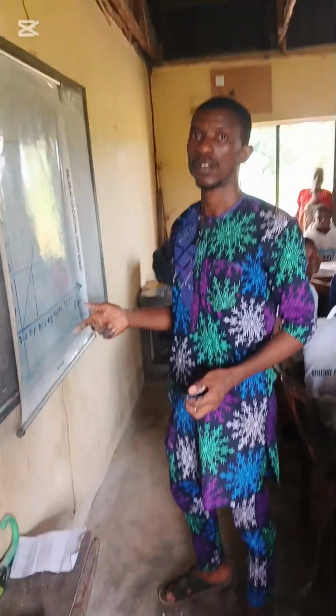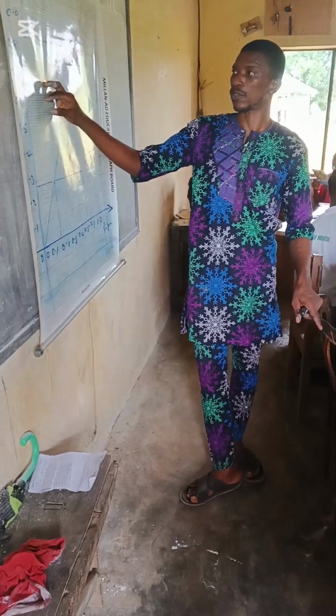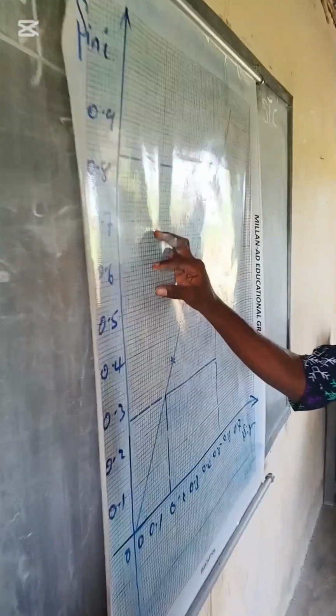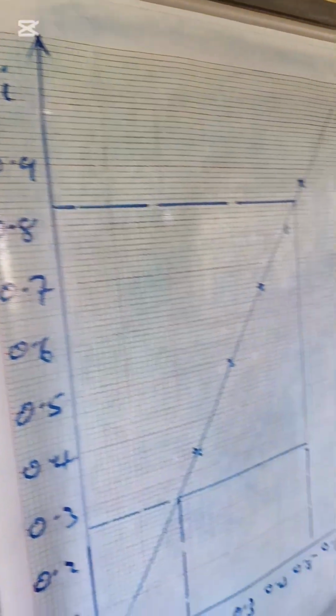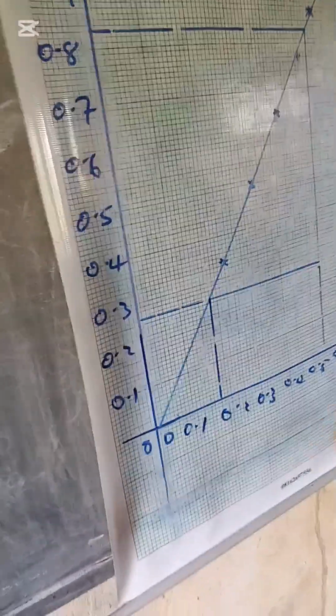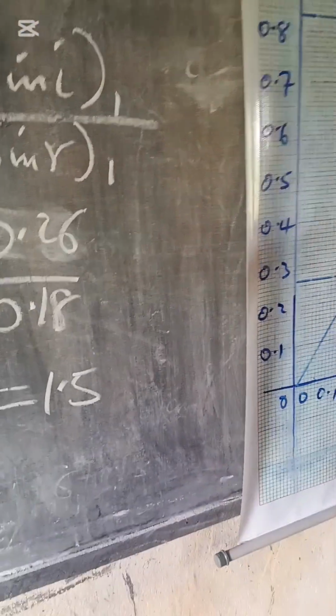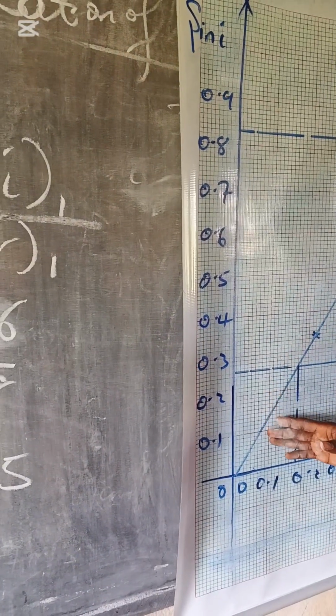Okay, now let us plot the graph and see the behavior. Okay, now this is the graph. I have to come close. This is the graph of the experiment. As you can see, we plotted a graph of sine i against sine r. And the graph of sine i against sine r is a straight line graph that starts from the origin. As you can see, it's a straight line graph that starts from the origin.